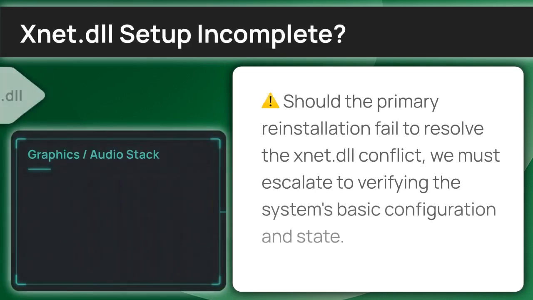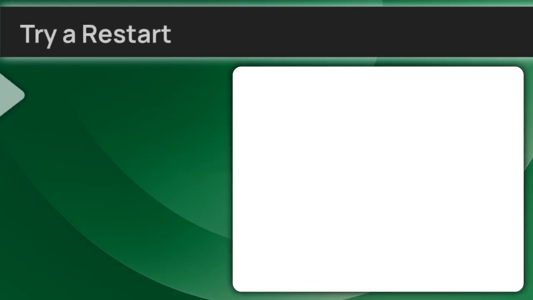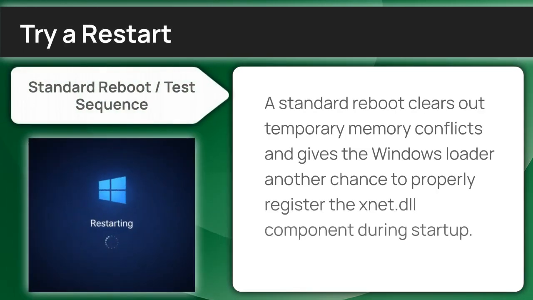When a standard reinstall doesn't cut it, we move to advanced diagnostic steps to ensure the system is properly configured. Performing a restart can determine if the error is just a transient environment glitch. A reboot refreshes your system's path variables and can sometimes re-establish a broken link to the Xnet library file.